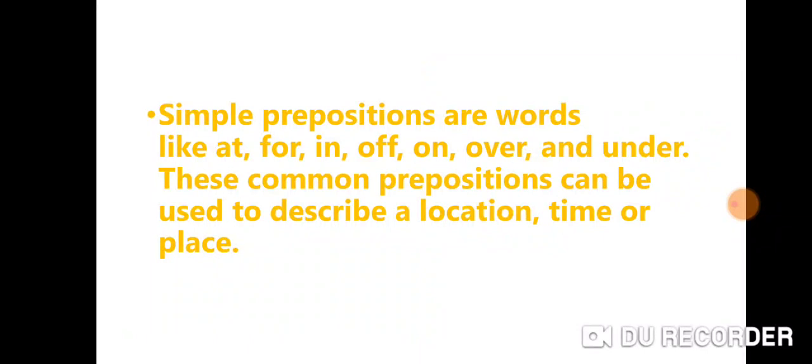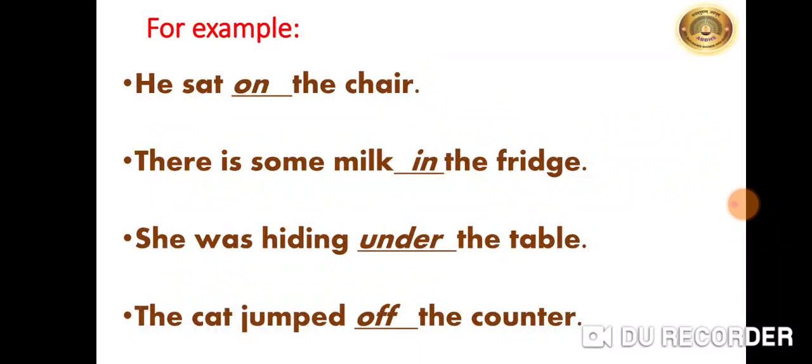Simple prepositions are words like at, for, in, of, on, over and under. These common prepositions can be used to describe a location, time or a place. So these simple prepositions give you a location to describe it and you can know where a particular object is, the time where it is and the place where it is kept. We will see a few examples ahead now, students.